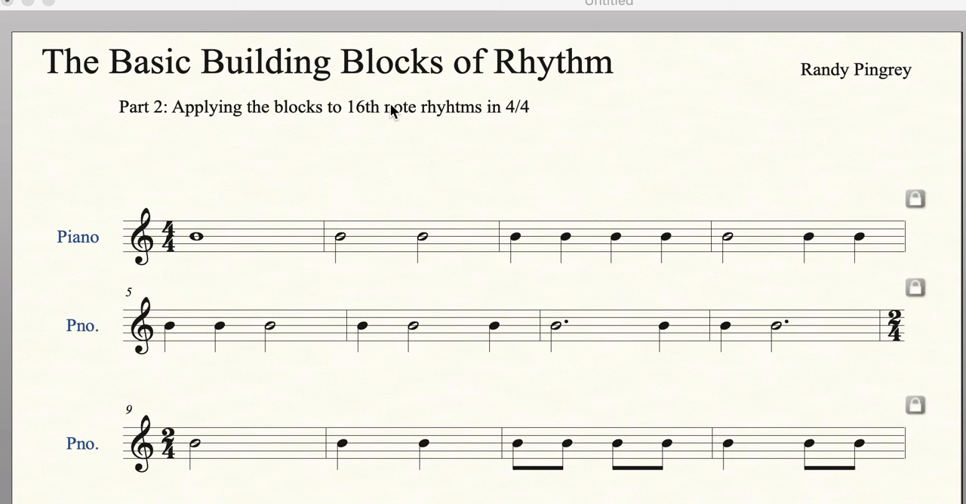Hi everyone, welcome to part 2 on this series of videos on 16th note subdivision. This video is about applying the blocks to 16th note rhythms in 4/4.